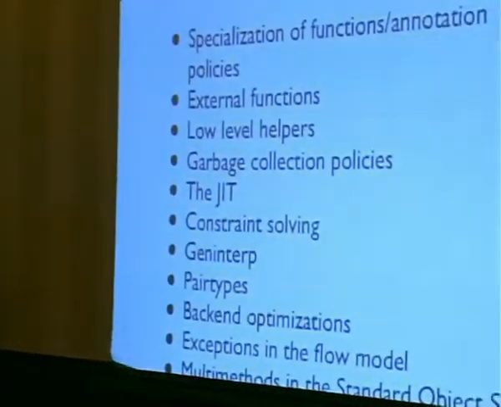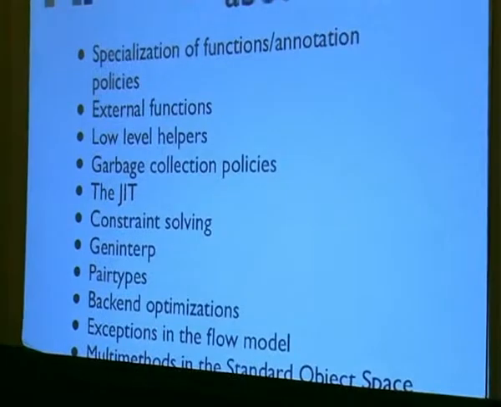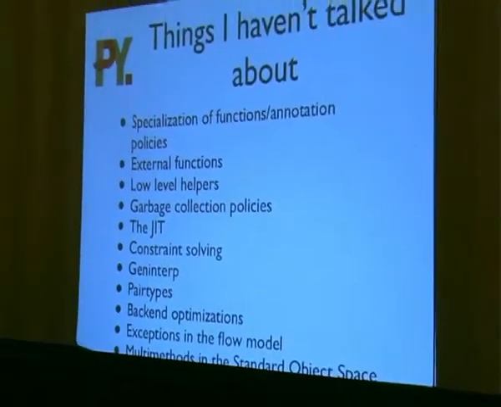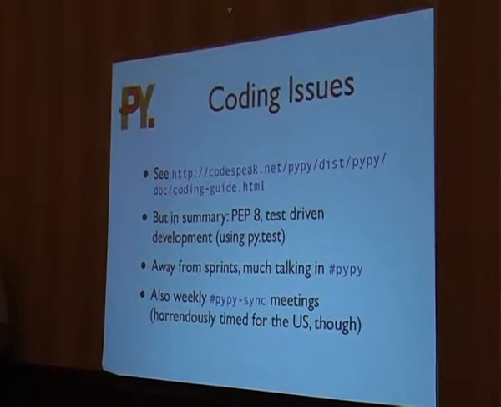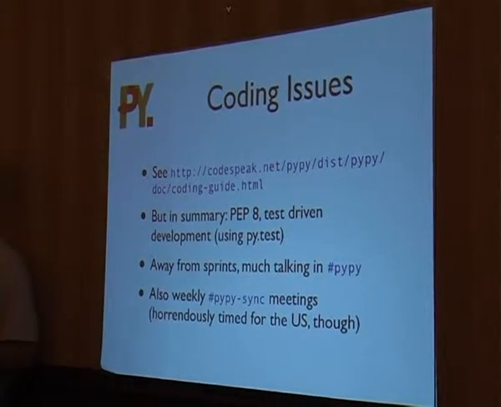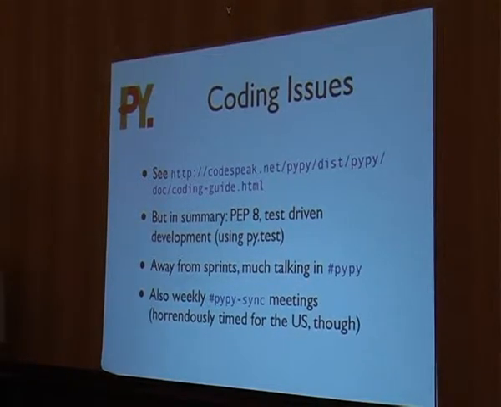Exceptions in the flow model: these neat flow graphs you get become more complicated when you have exceptions. I didn't want to explain the details. Multi-methods in the standard object space: there's a different implementation of multi-methods in the standard object space, but as the standard object space mostly works these days, there's not any pressing need to explain it. So this is not so much about the hardcore of how PyPy is written, but more about how the code is actually written, as a process.